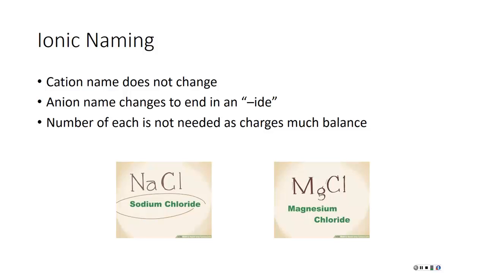So when we're going about naming them, there's two basic rules we want when we're naming things. The first one is that the cation name stays the same. So whatever your first element is, that first element's name stays the same. And then the second says that the anion's ending, so the anion or the second element's ending, changes to -ide.